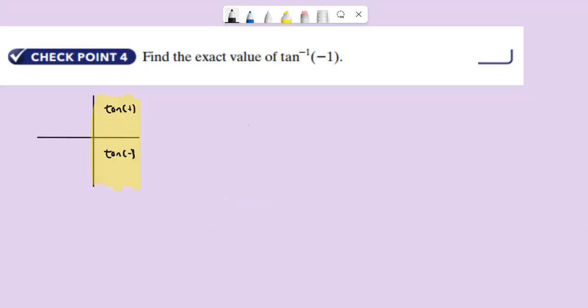Okay, next one. Find the exact value of inverse tan of negative 1. Do that, and then I'll have the answer when you unpause.